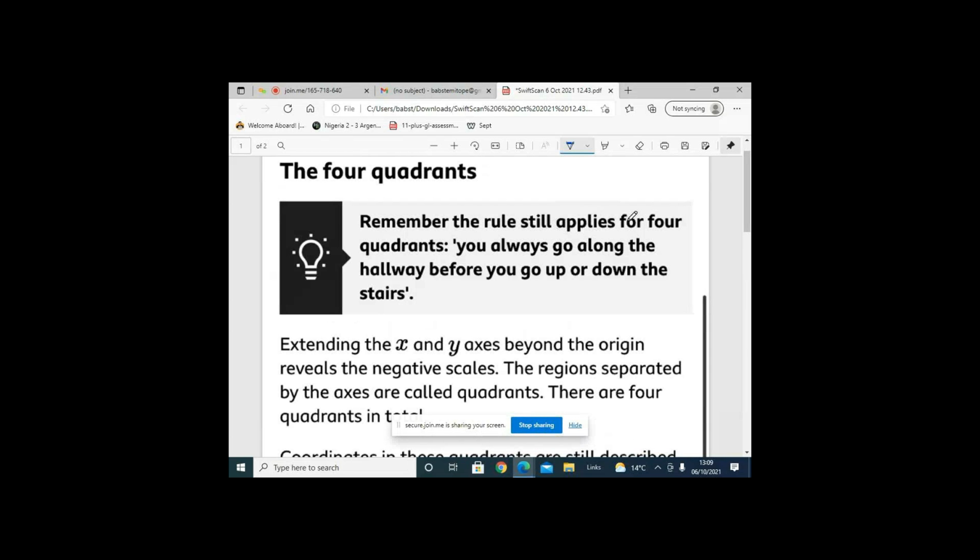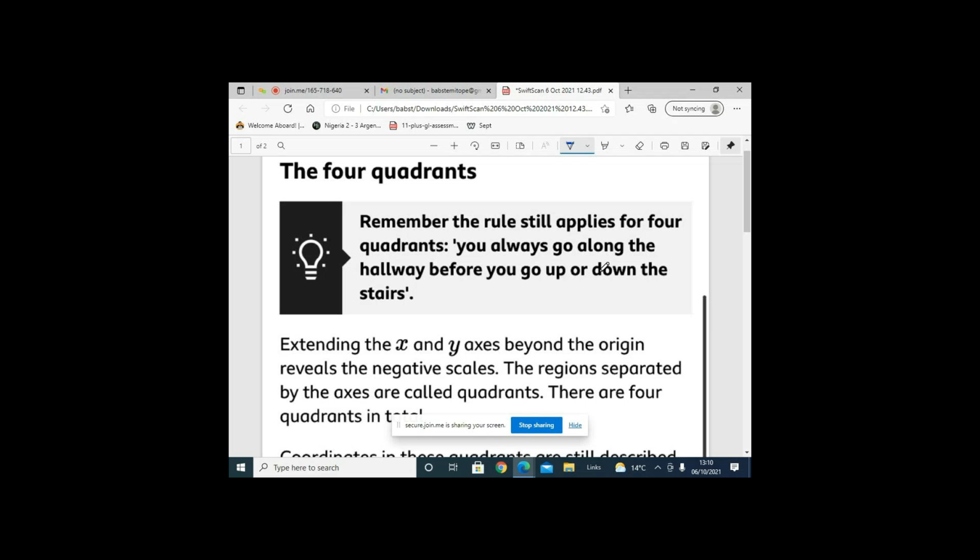Remember the rule that applies for 4 quadrants. So you always go along the hallway before you go up, down the stairs. It's the basic thing, that you go horizontal and then vertical. The vertical one is the y-axis, while the horizontal one is the x-axis. Extending the x and y-axis beyond the origin reveals negative scale.